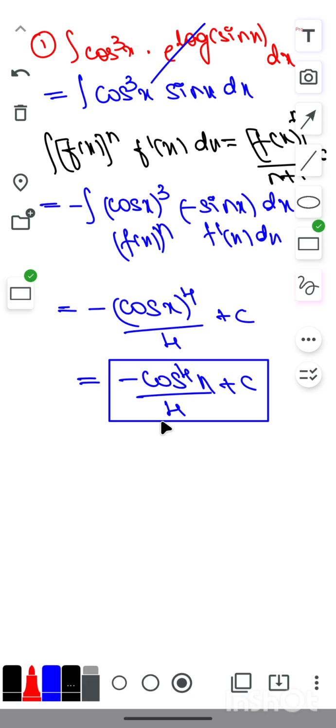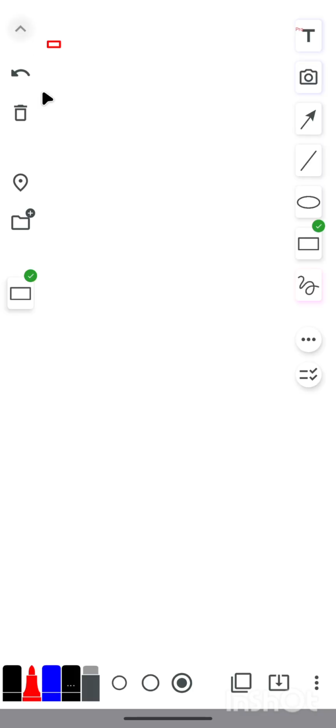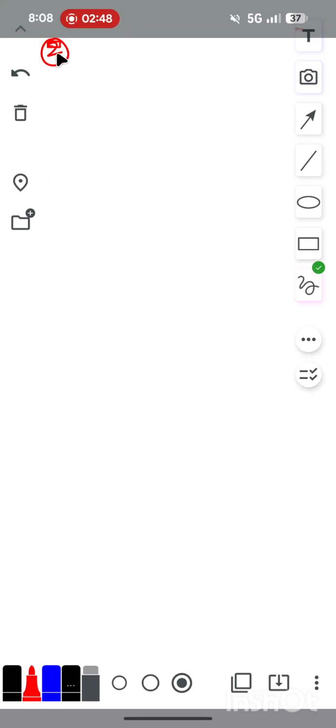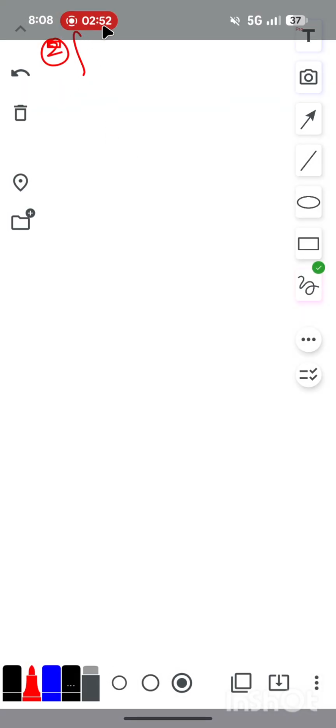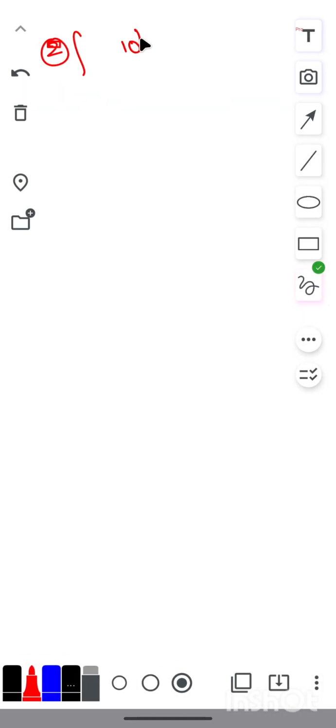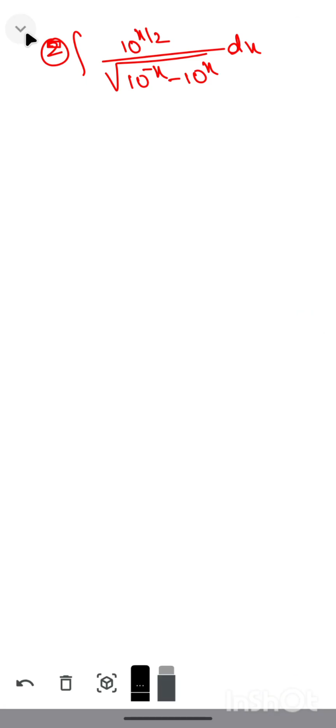The second question is, moving to the next slide, integration of 10 to the power x by 2 whole divided by square root of 10 to the power minus x minus 10 to the power x into dx is given. How to find the solution to the given problem?